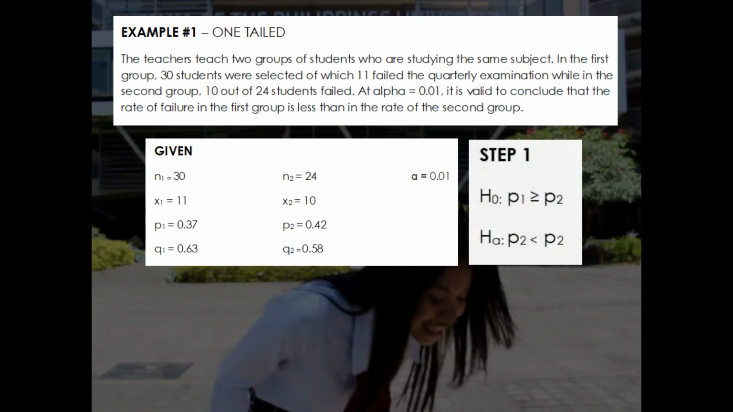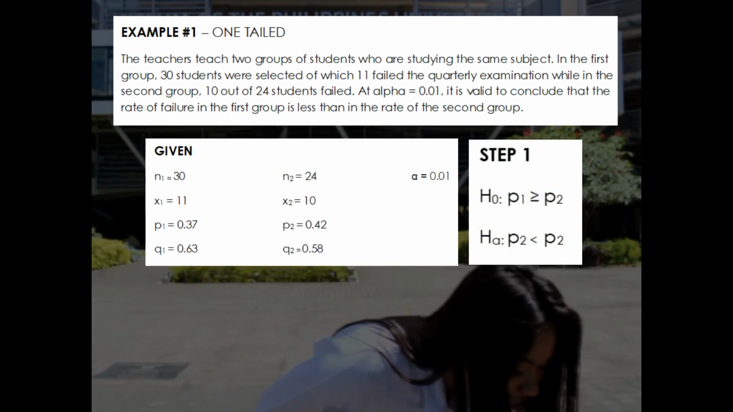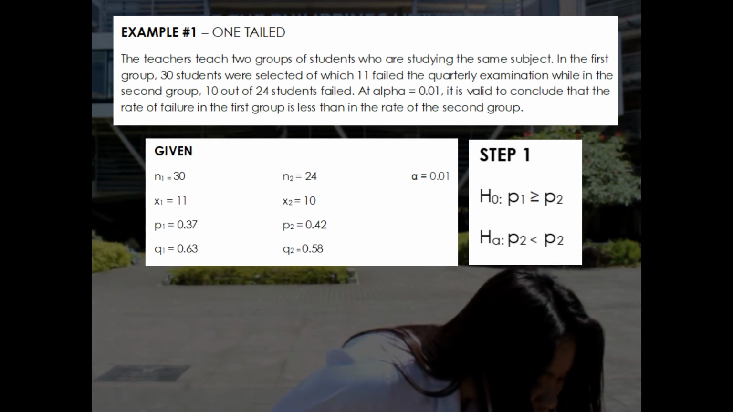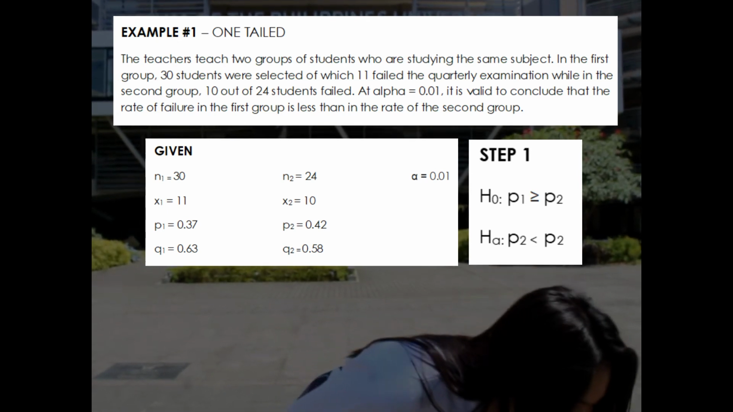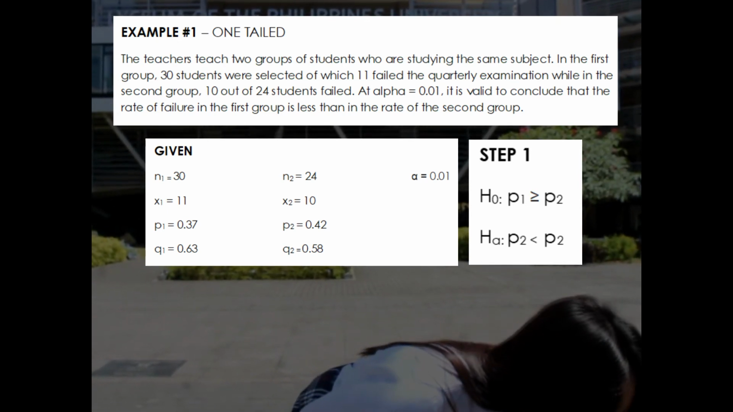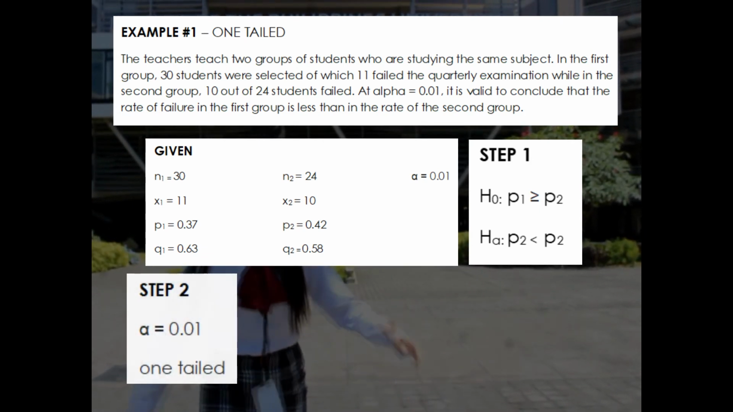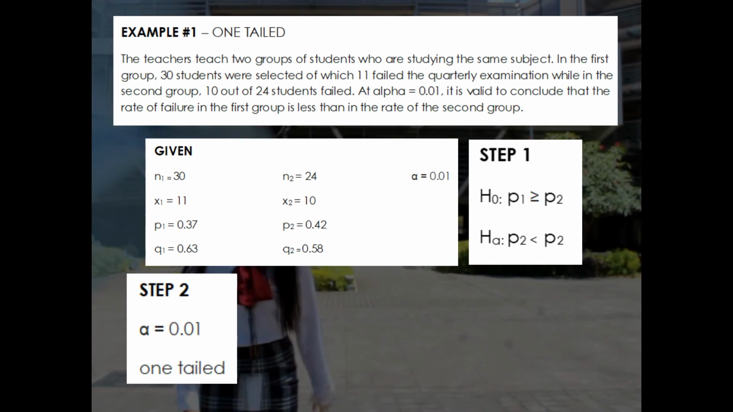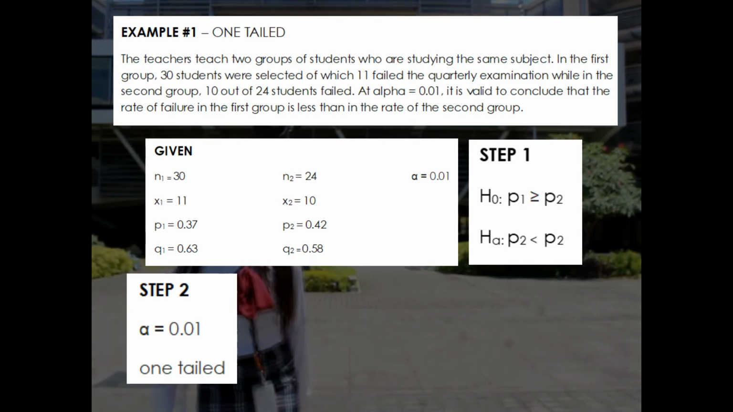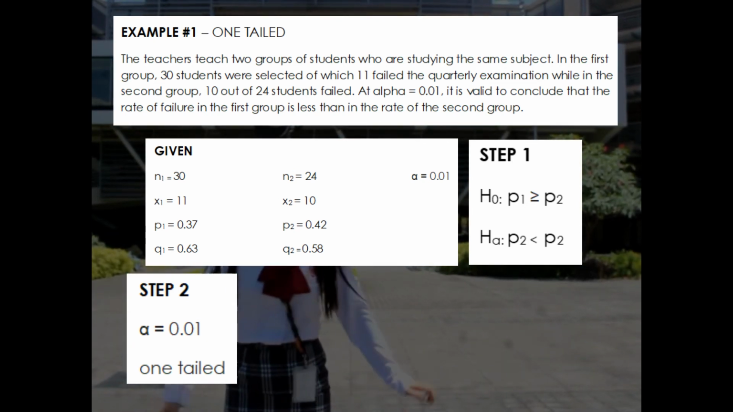Step number 1, the hypothesis statement. Null hypothesis: P1 is greater than or equal to P2. Alternative hypothesis: P1 is less than P2. Step number 2: at alpha 0.01, the level of significance, and one-tailed.